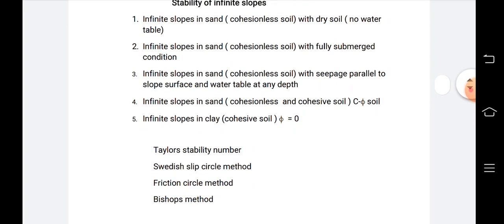So this is our second lecture. From the next lecture we are going to discuss the stability of infinite slopes. For that purpose we need the basic mechanics. You should know what is meant by the resultant force, the normal force, and the shear force. From that we are going to find out the factor of safety of the material. Thank you.